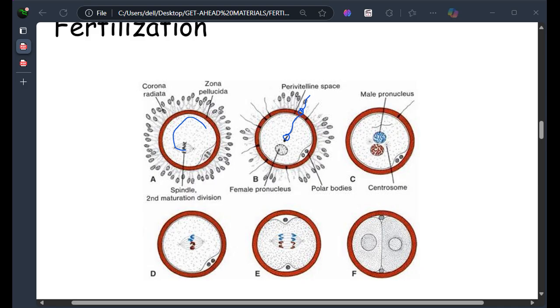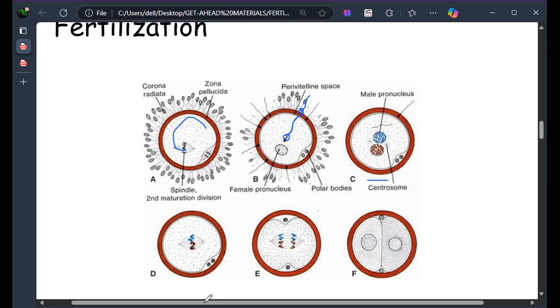Once it arranges itself into that configuration, you're going to find the male pronucleus also being formed because the sperm has entered there, and then the centrosome as well. You see them being arranged in that manner, but that's not of particular importance at this point. At this point, basically all that is left is fusion of the male and female pronuclei. Once they fuse, fertilization has occurred.